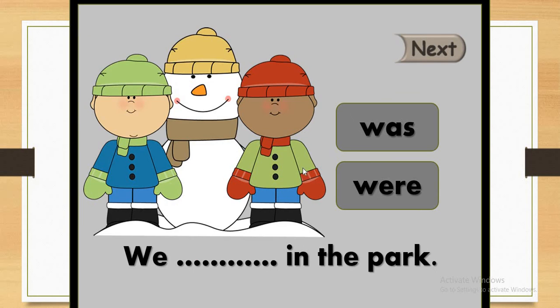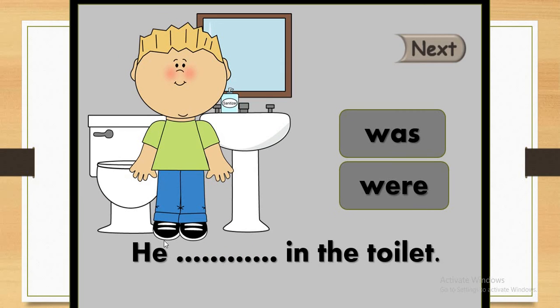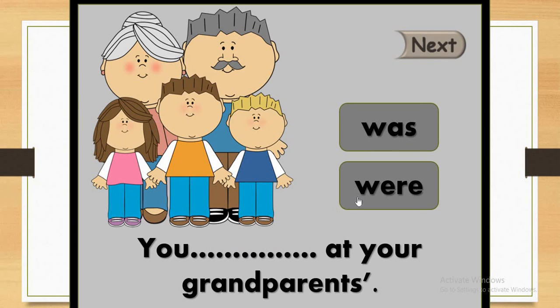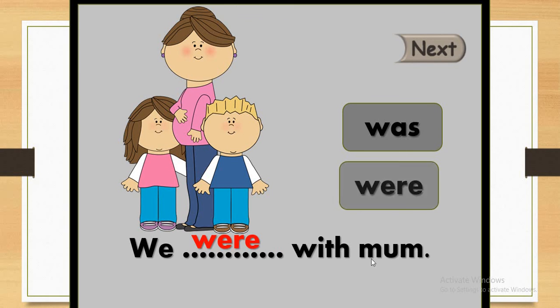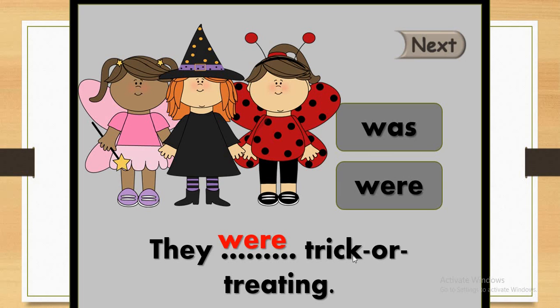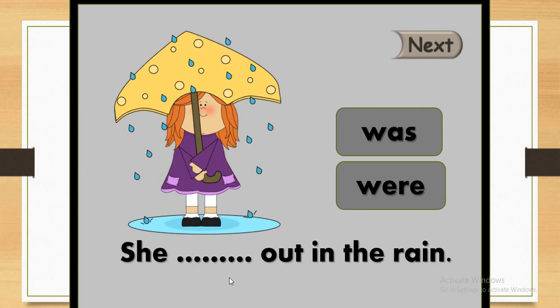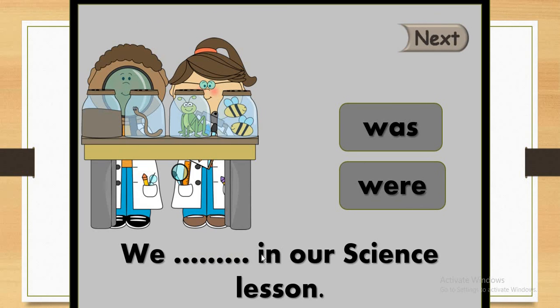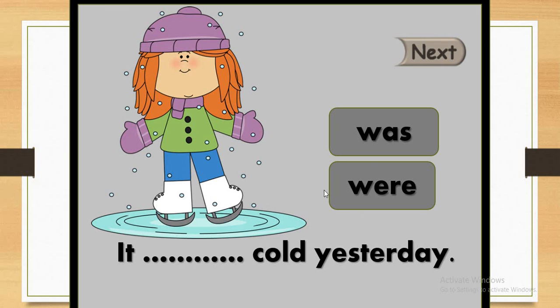Susan was in the library. We were in the park. He was in the toilet. You were at your grandparents'. We were with mom. He was alone. They were trick or treating. She was out in the rain. They were on the moon. We were in our science lesson. It was sunny. It was cold yesterday. Okay, so this is the end of our lesson for today, right, everyone?